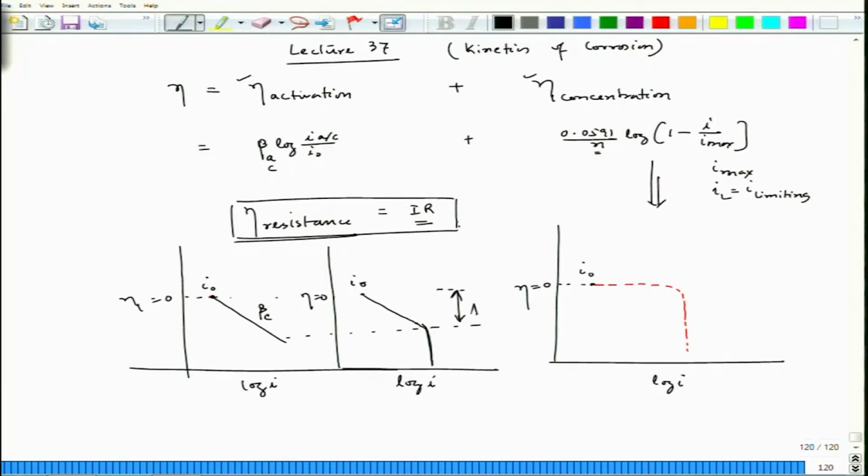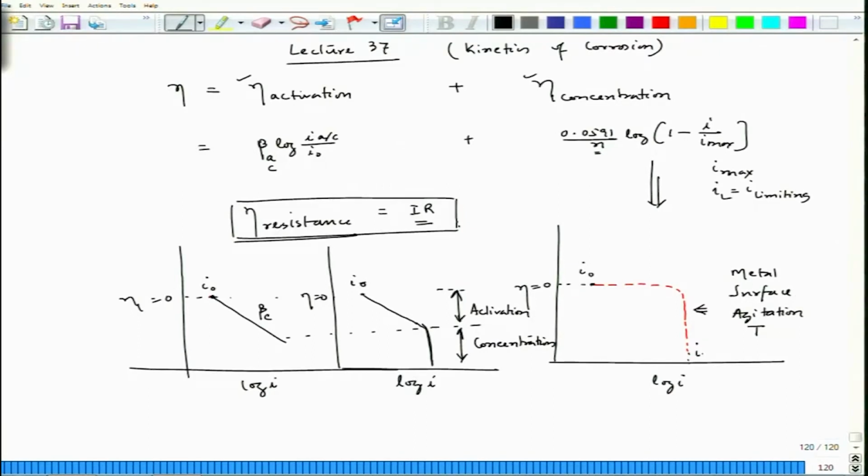activation and this part is concentration polarization. And we have also seen that this concentration polarization actually depends on several factors. Of course, the type of metal, metal surface, agitation, temperature, all those will have effect on this I max.